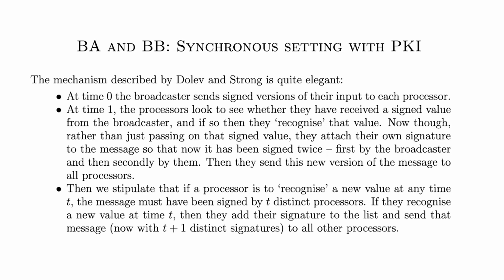Okay, then more generally, we stipulate that if the processor is to recognize a new value at any time t, then the message has got to be signed by t distinct processors. Okay? And if they recognize a new value at time t, then they add their signature to the list, and they send that new message out now with t+1 signatures.